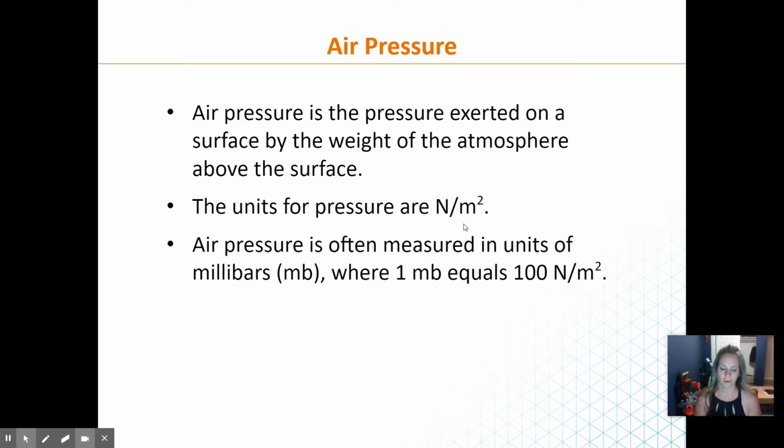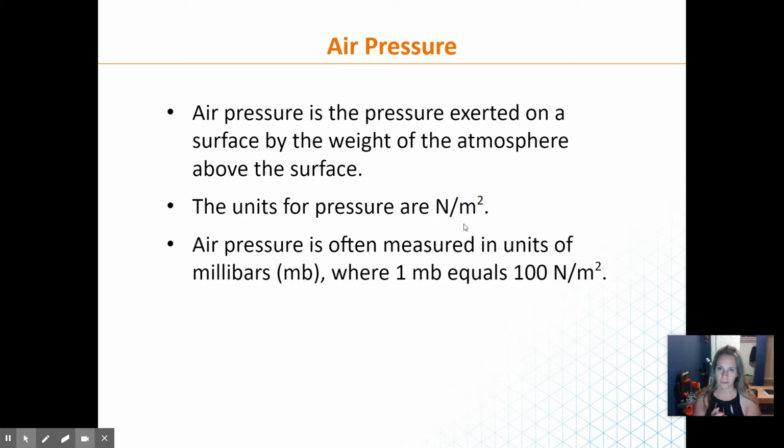So think of it like being at the bottom of a pile of people. You're going to have the most pressure pushed on you because you have the most people on you. The higher up you get in that pile, the fewer people, so the less pressure on you. That's the same thing with the atmosphere. And there's actually quite a bit of pressure pushing on us. We just don't feel it because we're used to it and our bodies are acclimated for that.